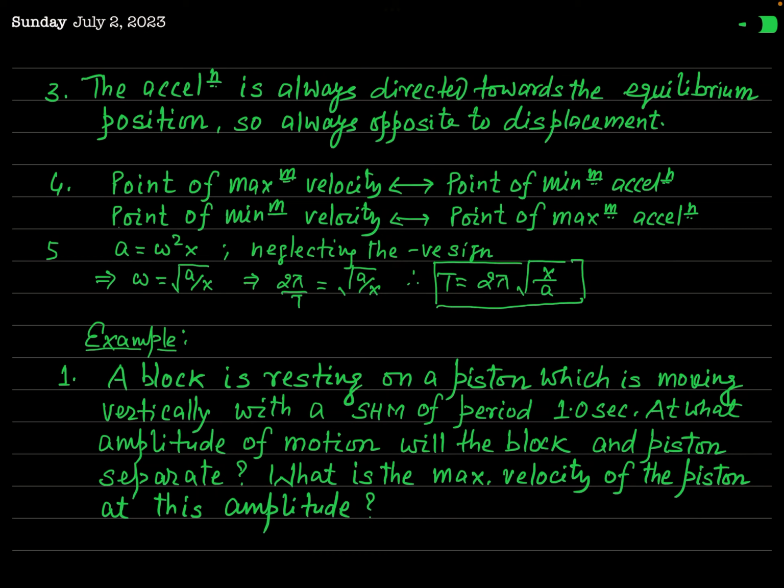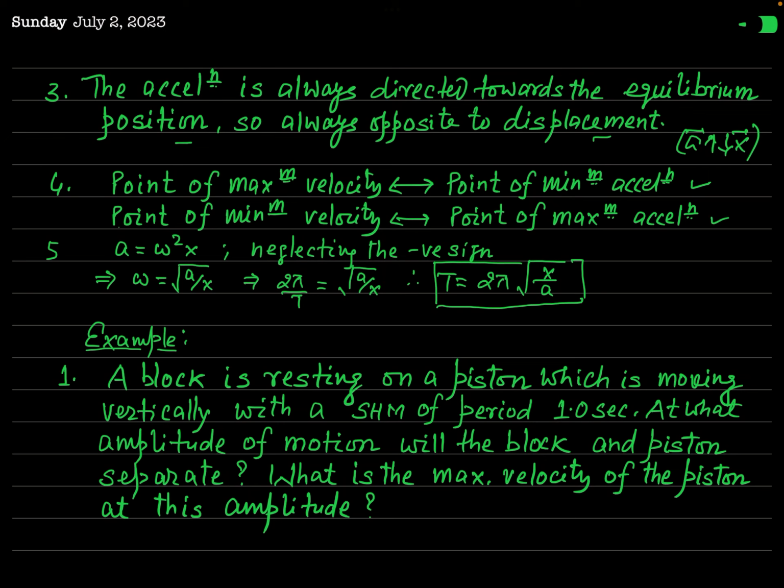Again, you can see that the minus sign in that expression implies that acceleration is always directed toward the equilibrium position, and so always opposite to the displacement. As I have told you earlier, this A is always anti-parallel to x. And as I have told you, the point of maximum velocity corresponds to the point of minimum acceleration, and the point of minimum velocity corresponds to the point of maximum acceleration.